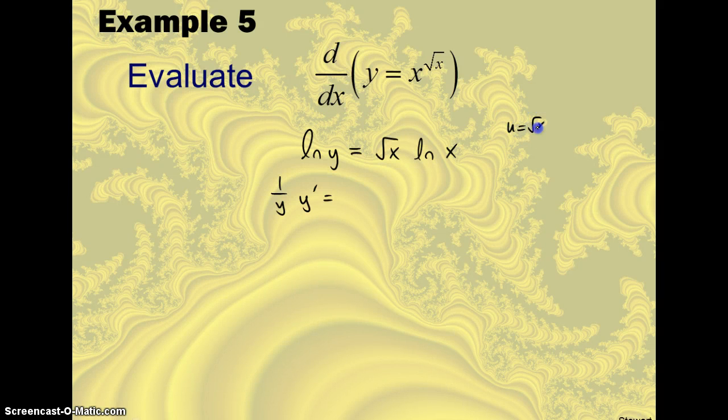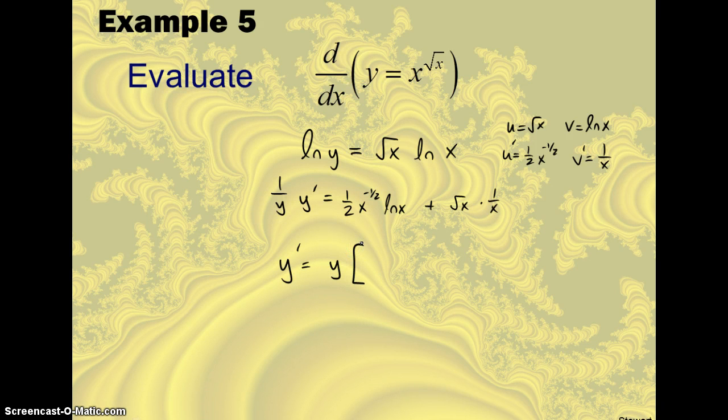So my u is root x, my v is ln x, u prime is 1/2 x to the negative 1/2, v prime is 1 over x. So I would say u prime times v plus regular u times v prime. And my derivative is going to be y times, alright, so I could call this ln of x over 2 root x, and I could call this root x over x. And that's my answer.